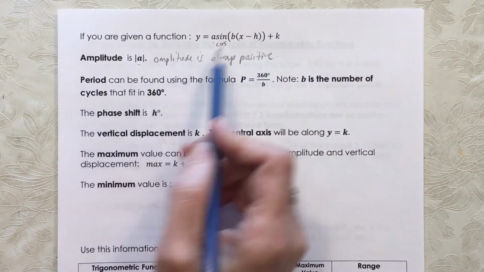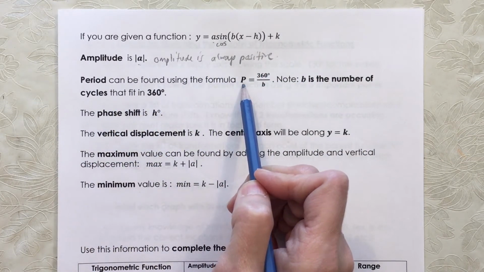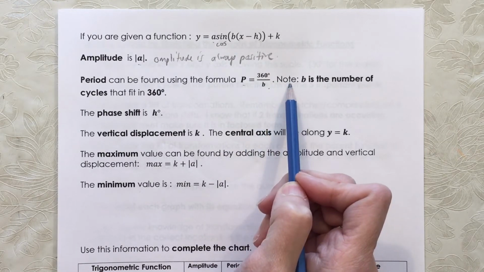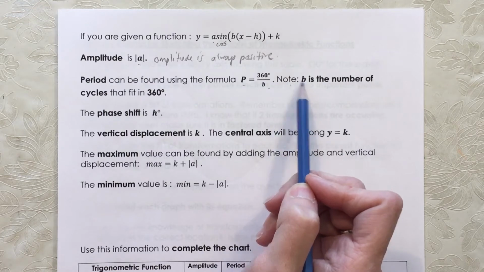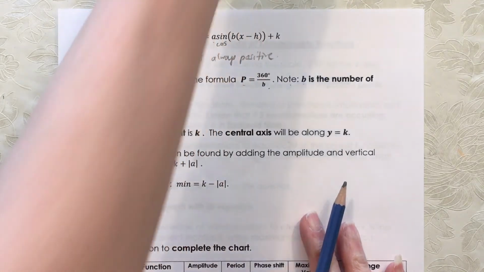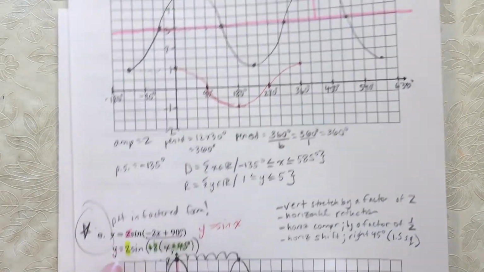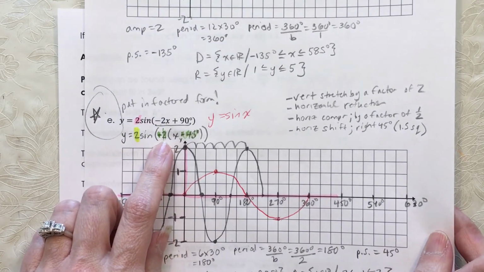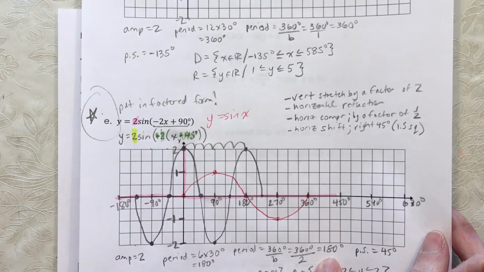You can get the period right from the equation by using the formula. Period is 360 degrees divided by the b value. And note that the b value also represents the number of cycles that fit in 360. So if we look back, this b value is 2, and it means 2 cycles fit in 360 degrees. Since the period's 180, and the period is how much it takes for 1 cycle, then 180 times 2 is 360. 2 cycles would fit in 360 degrees.